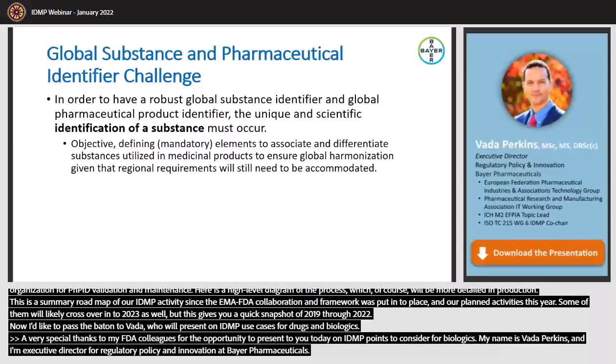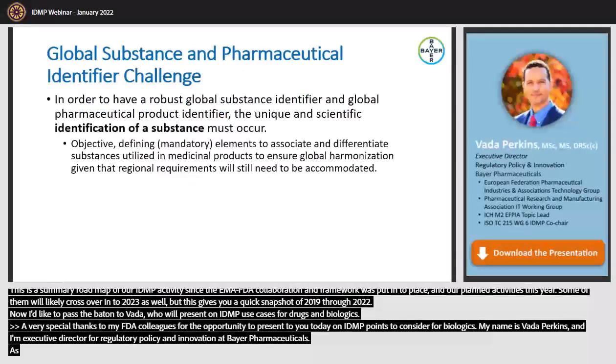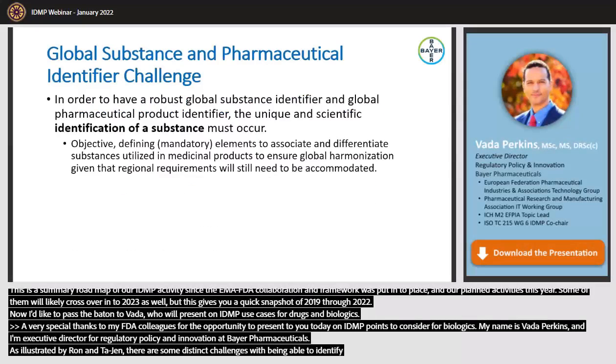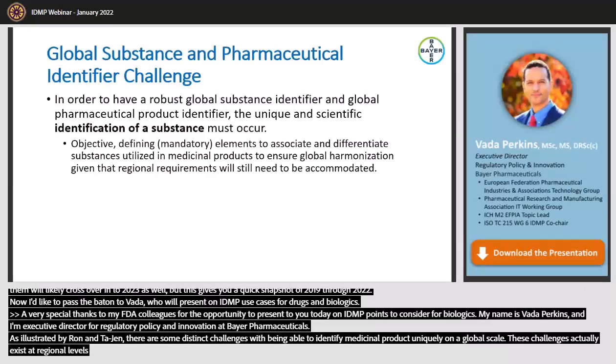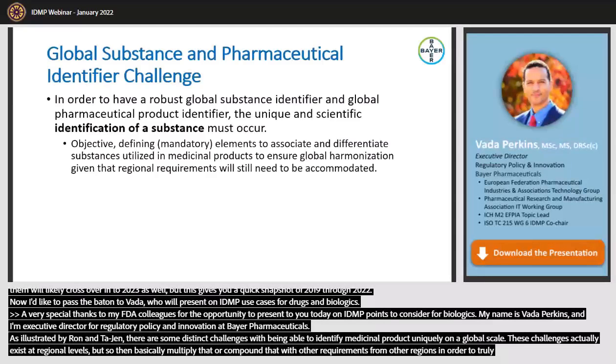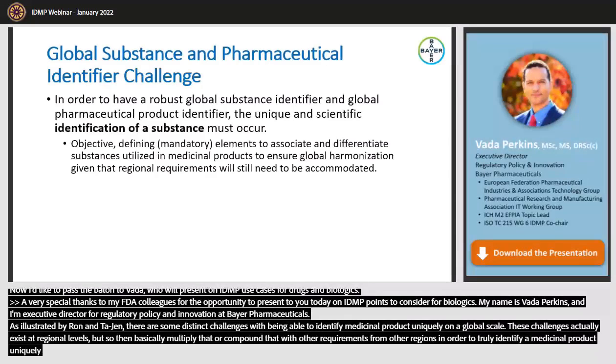As illustrated by Ron and TJ, there are some distinct challenges with being able to identify a medicinal product uniquely on a global scale. These challenges actually exist at regional levels, but basically multiply or compound that with other requirements from other regions in order to truly identify a medicinal product uniquely on an international scale.